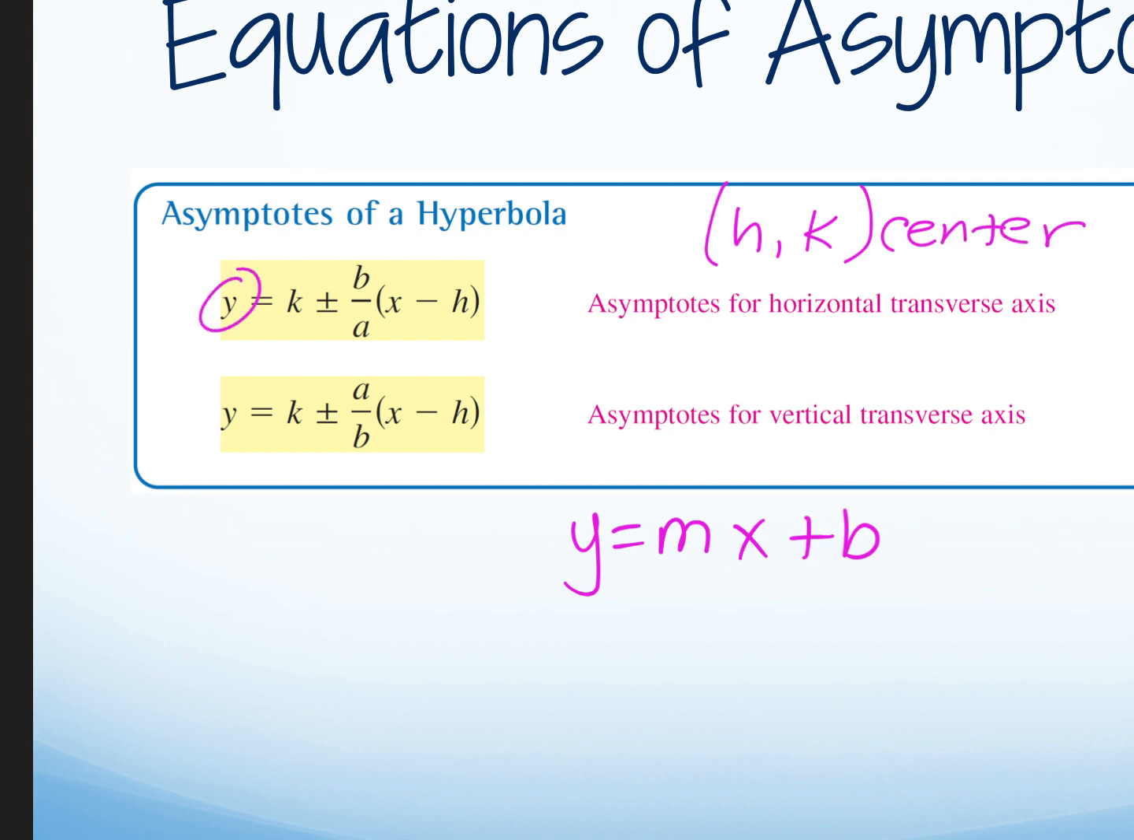Both of them have a Y equals and an X inside a parenthesis. Those always stay as Y's and X's. The only thing that changes is this value out here. And if I were to compare this value out here to a value inside my equation of a line, what do you think that a over b or the b over a is the same as in the equation of a line?